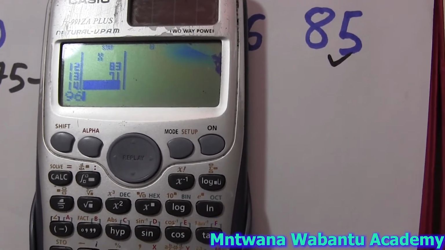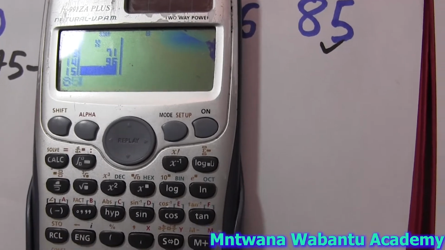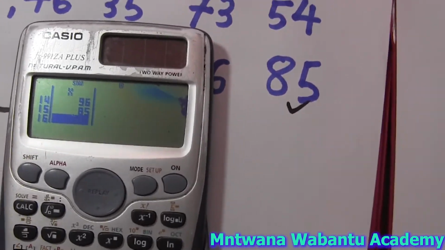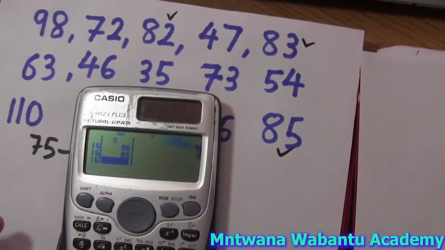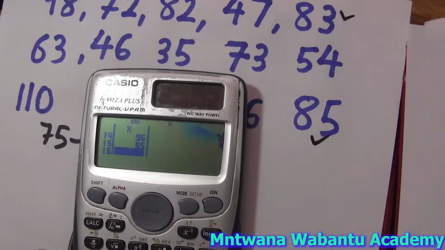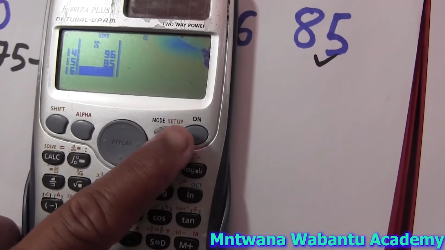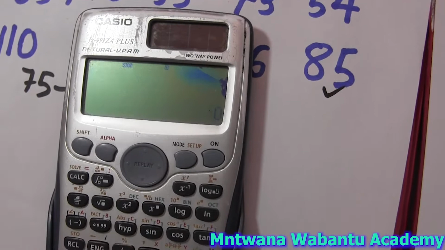Okay, 96 equal, and then 85 equal. Okay, so you have all the data here. After getting all your data, the next step, you know what you do? You say come here, say on. So everything's going to disappear. Say on, so you don't have anything there.